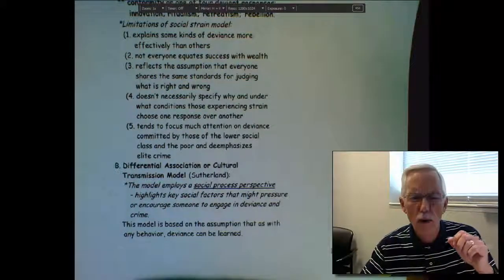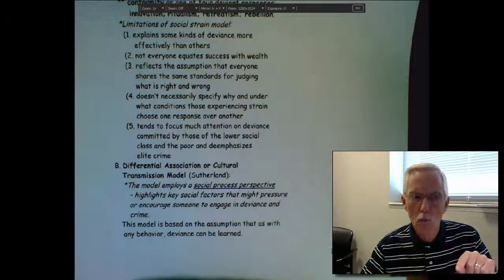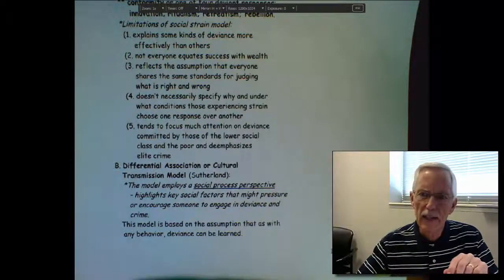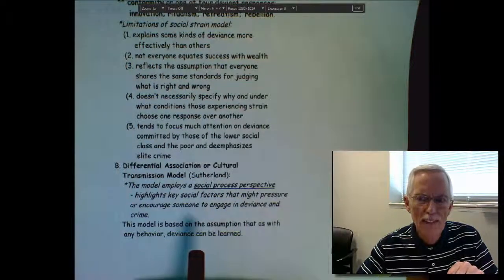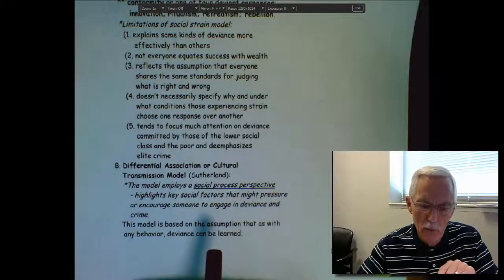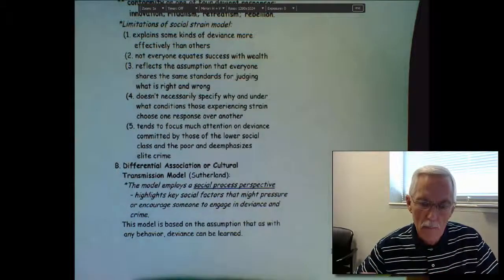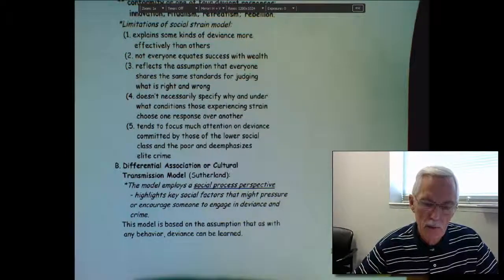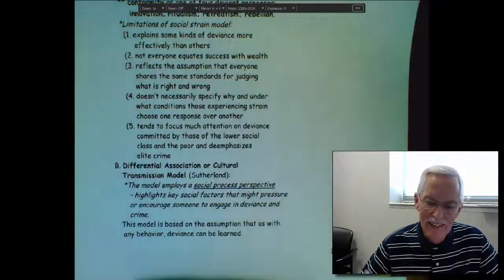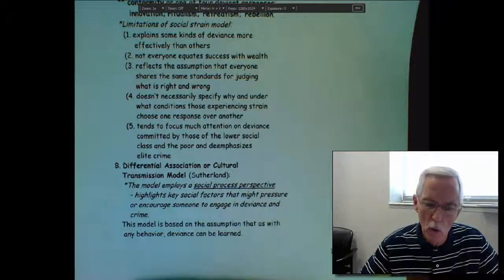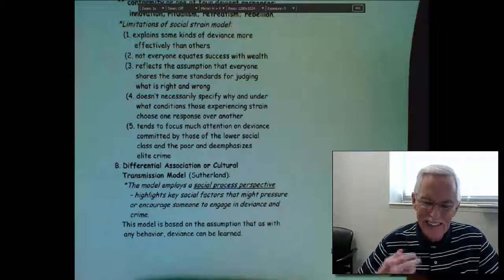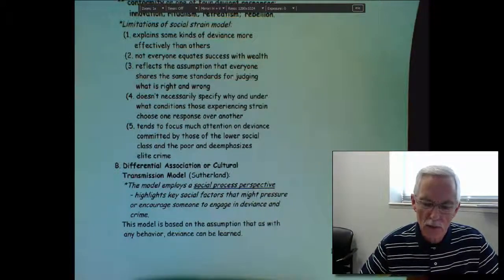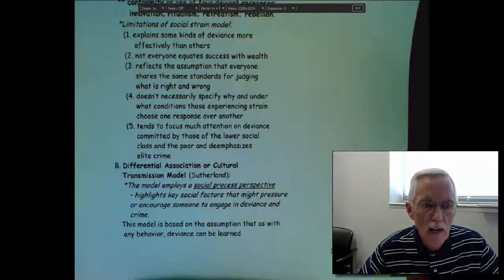theory. Now, if you'll remember, Merton's theory, the strain model, focused on the structure of society. This model highlights a social process, specifically again that like any form of behavior, deviance can be learned through interaction with others. Now the principal part of the learning takes place in intimate, primary-oriented groups. And Sutherland emphasized that one becomes deviant because of an excess of definitions favorable to violating the laws.